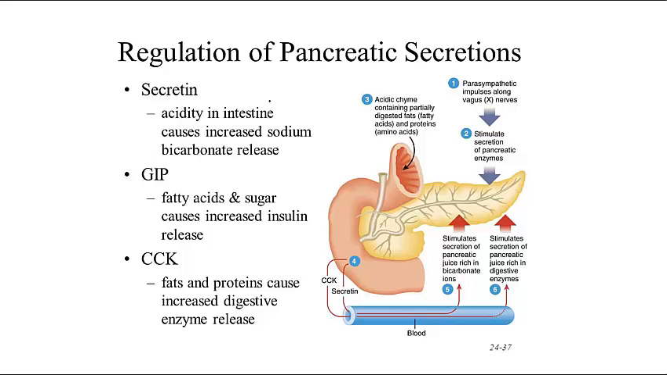The regulation of pancreatic secretions is made up of different hormones like secretin, GIP and CCK. With secretin, acidity in the intestine causes increased sodium bicarbonate release to neutralize the environment. Fatty acids and sugar cause increased insulin release, and fats and proteins cause the release of CCK. So depending upon what kind of content we are digesting, different hormones are stimulated. Here a feedback loop is presented, a positive loop and a negative loop, controlled by hormones as well as the parasympathetic nervous system.